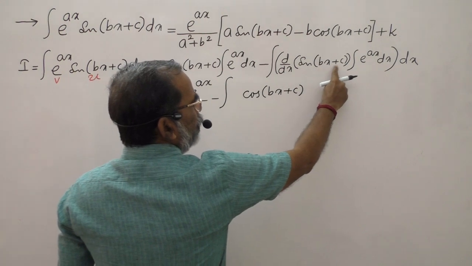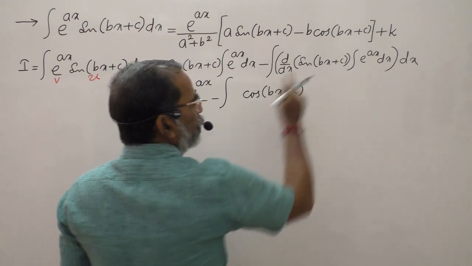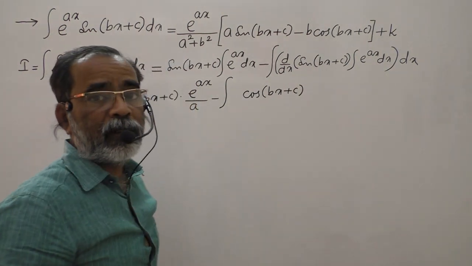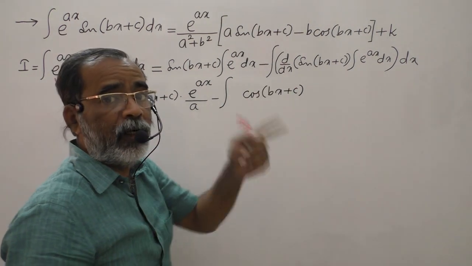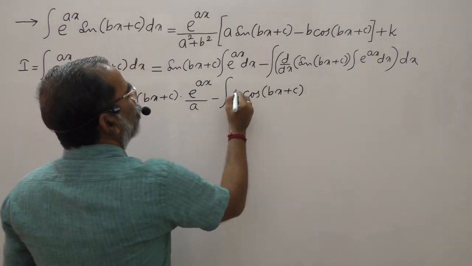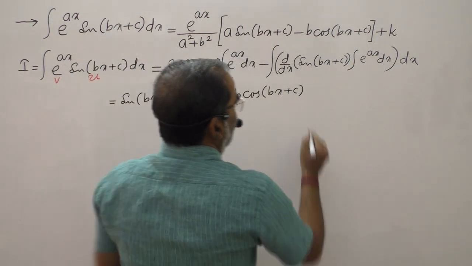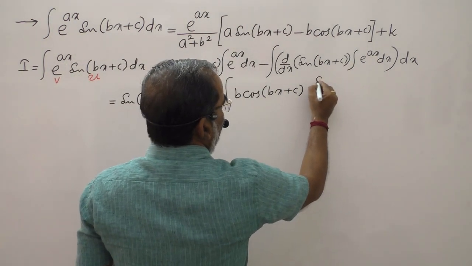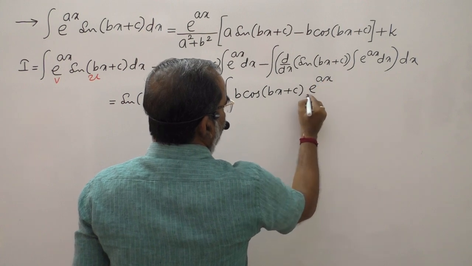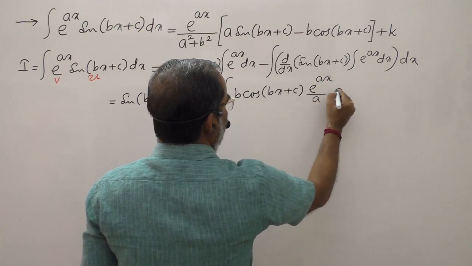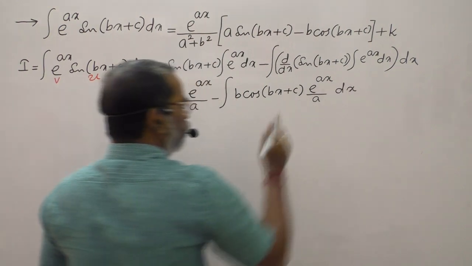In place of x, bx plus c is there, whose derivative is b. What is this? This is differentiation. Therefore b comes in the numerator. Then integral e power ax, already done. This will be e power ax by a into dx is there.